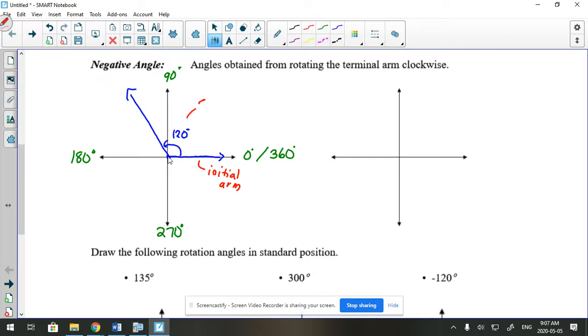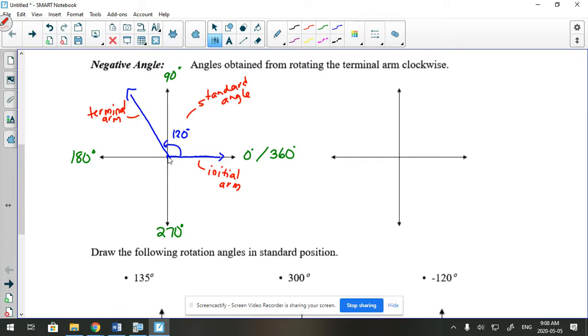This is called a standard angle. The standard angle is an angle between the positive x-axis and the terminal arm, and we always rotate counterclockwise. This is called the terminal arm. It's kind of the end arm. Okay, so that's kind of a standard way of drawing angles on your coordinate plane.